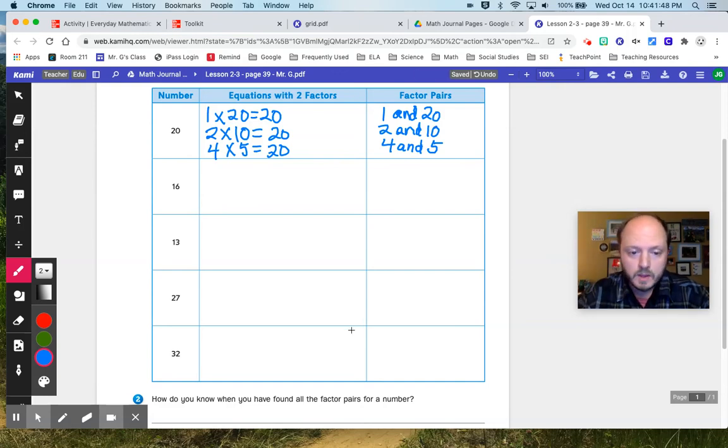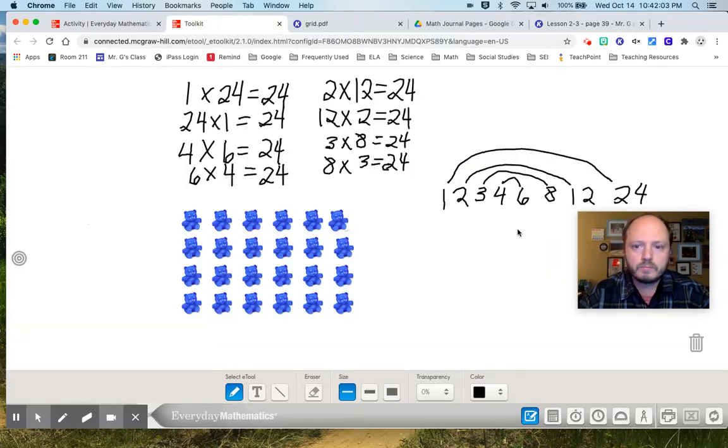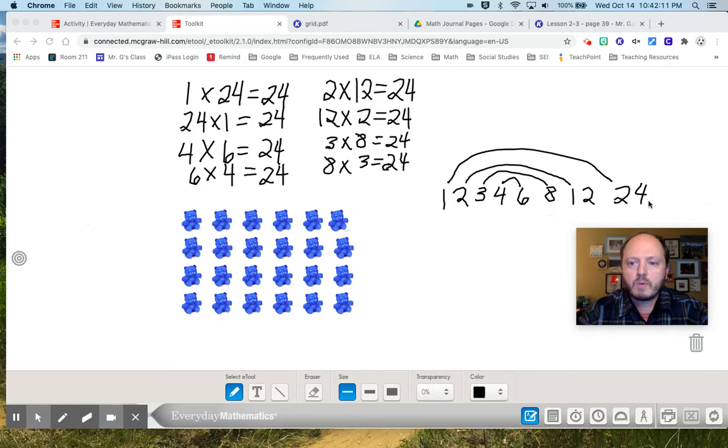And when you're done with them, the question down below is kind of an important one. I want you to say to yourself, how do you know when you've found all the factor pairs for a number? And I'm going to give you a hint. My factor rainbow is a way to check. It's something that's very helpful. Think about what I did with this factor rainbow and think about, could I fit another set of factors somewhere in here? Did I miss something? Or was there something that I could have possibly fit in there, at least with whole numbers? Let's think about that, okay?